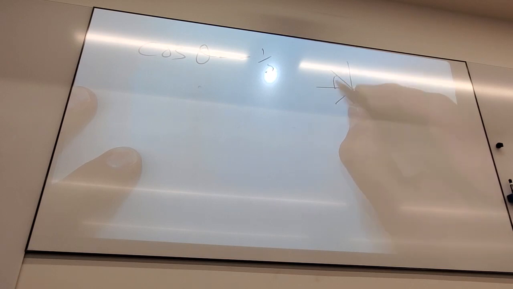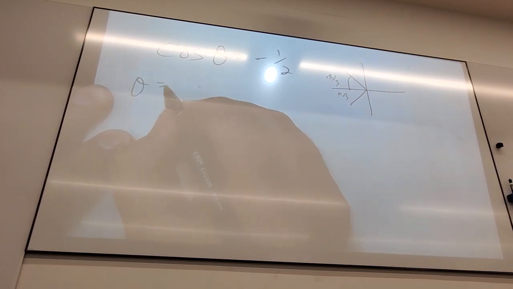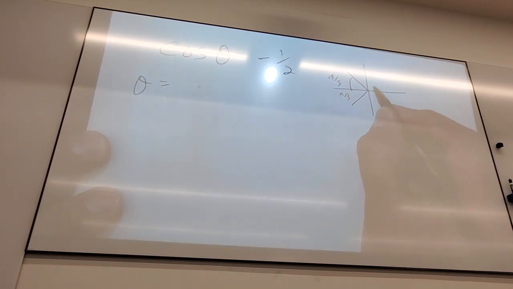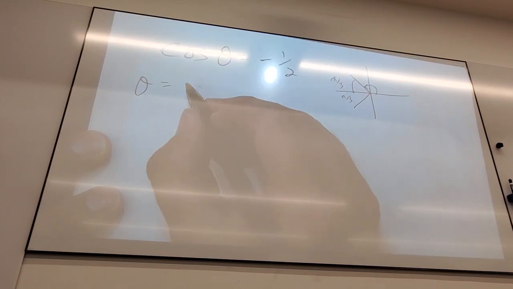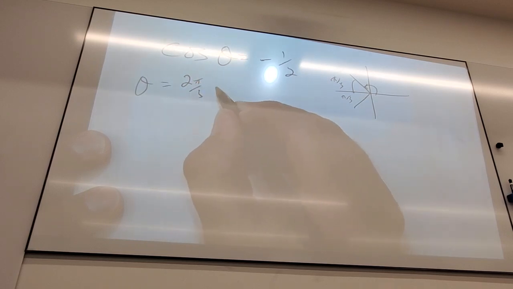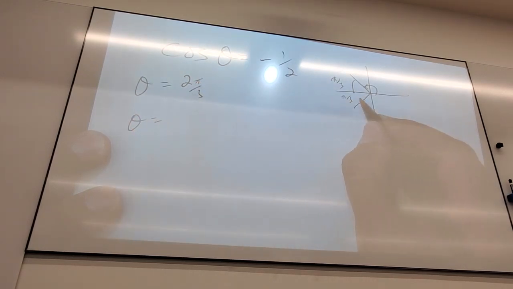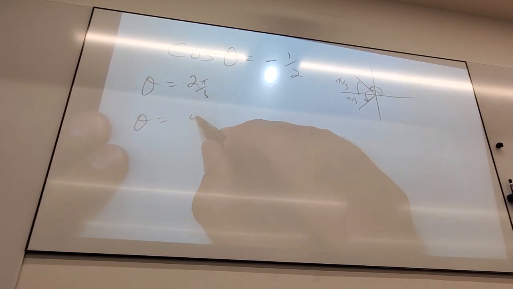What's that in radians? Well, the reference is 60. What's that in radians? Pi over 3. That's the reference angle. So give me one of the angles. What is that one? 2 pi over 3. And what's this one? 4 pi over 3. Kick ass.